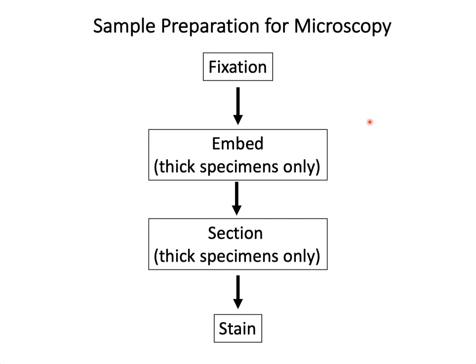Sample preparation occurs in 4 steps. First is the fixation step. Second is embedding. The embedding and sectioning steps are for thick specimens only, like tissue samples. Cells growing in culture do not require these 2 steps and can be directly fixed and stained on the slides. Let's take a look at them individually.